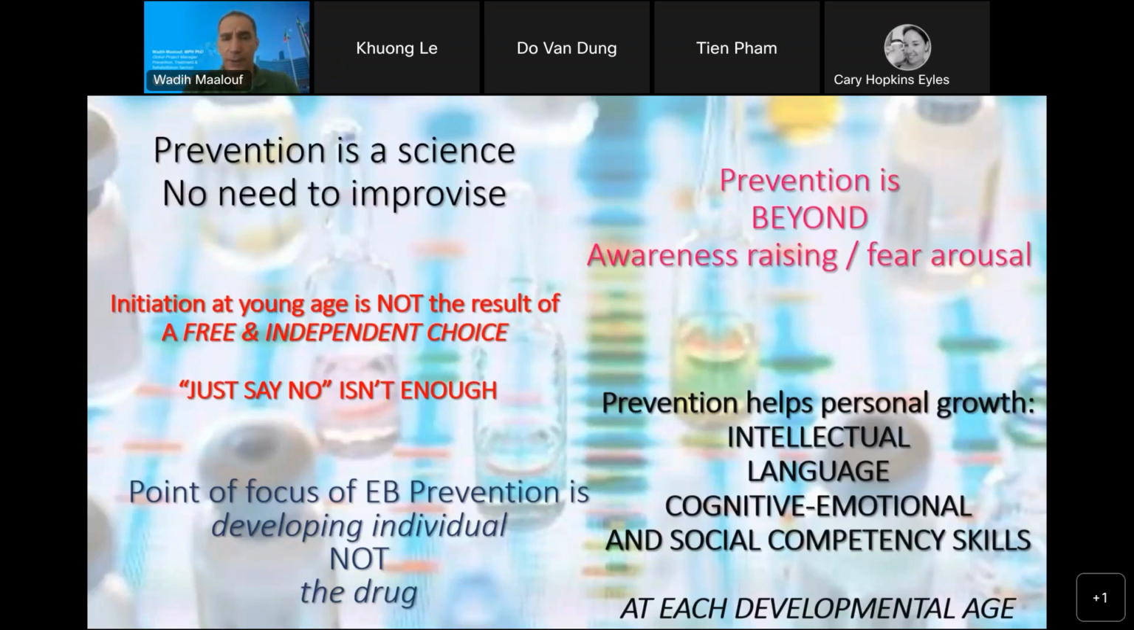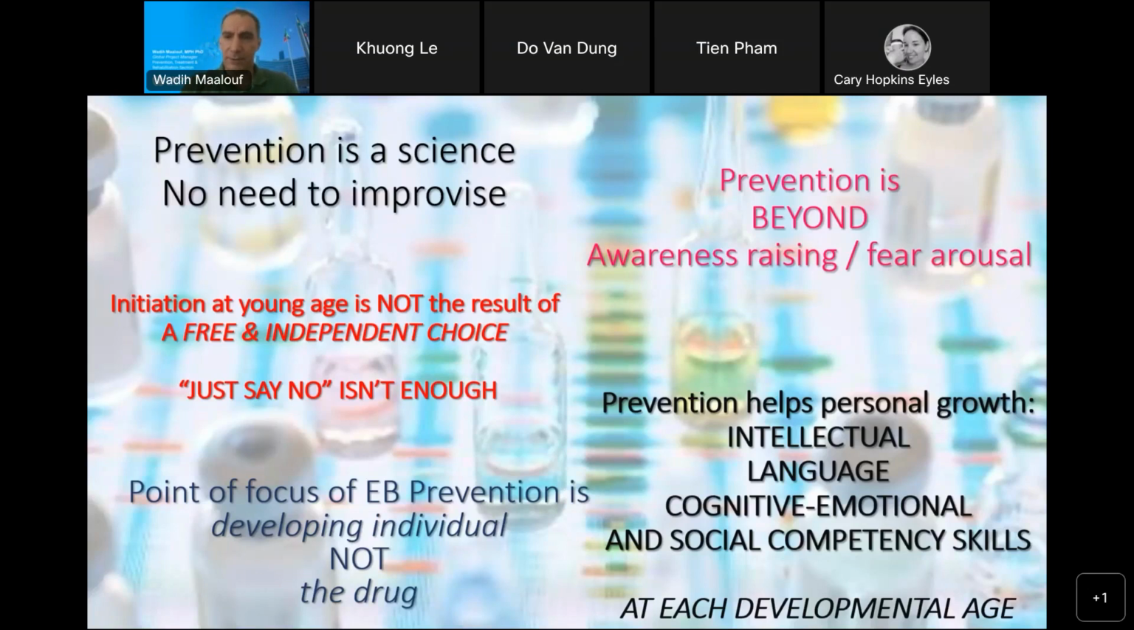Prevention also, it comes as a surprise for policymakers as well, that I talked about evidence that is the strength of WHO standards. 90% of these packages that we're talking about are packages that do not discuss drugs at all. Actually, these are packages that help personal growth in terms of intellectual, language, cognitive, and social competency skills of these youth in different ages of development. And sometimes at a specific age, they discuss drugs, but it's not a necessary core ingredient of them.